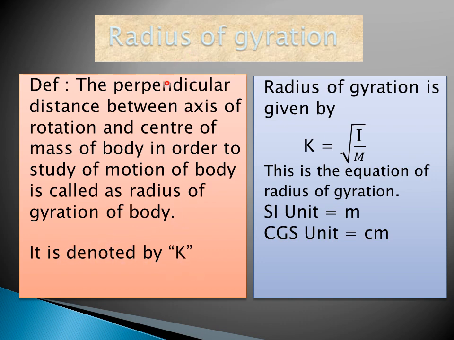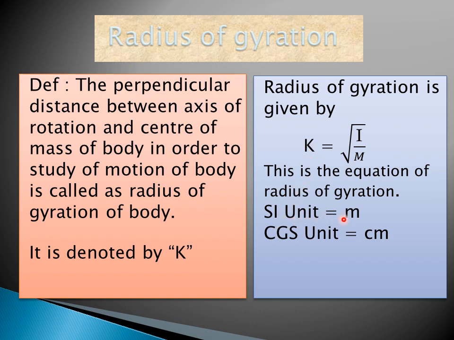So radius of gyration means it is a perpendicular distance in between axis of rotation and center of mass of body. Axis of rotation आणि center of mass of body यांच्यामधलं distance means radius of gyration, and it is denoted by k. Radius of gyration is given by k equals under root of I upon m. This is the equation of radius of gyration, where I means moment of inertia, m means mass of body, and k means radius of gyration.